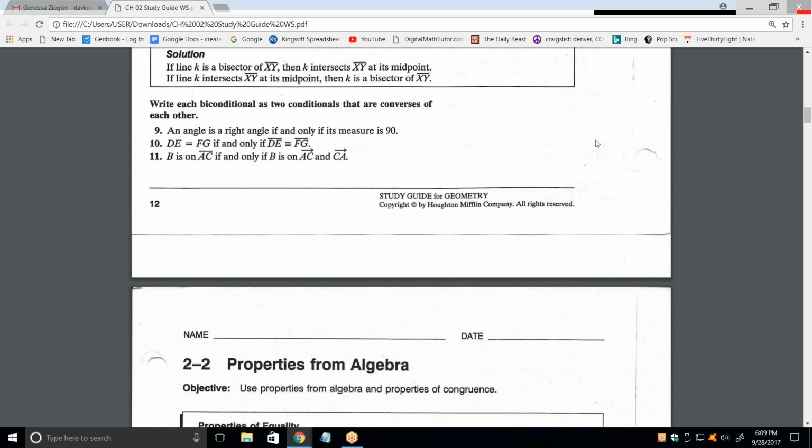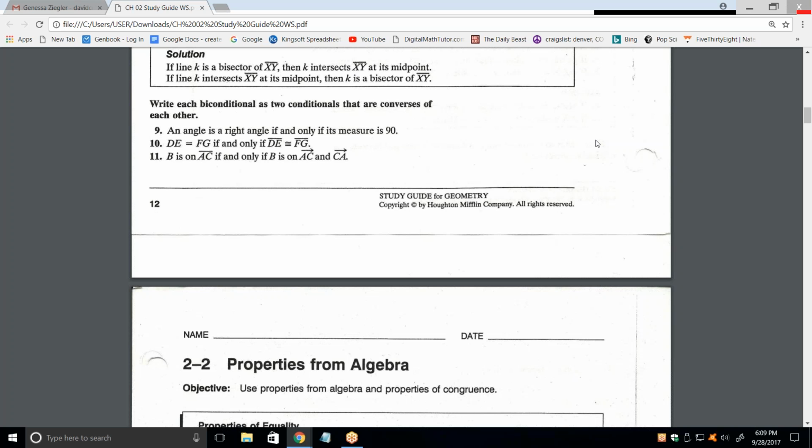If the line DE is congruent to line FG, then the measure DE equals measure FG. Good. Although I don't see the word measure in there, in other words, I'm not sure I would add that. I think you can get away with just saying then DE equals FG.